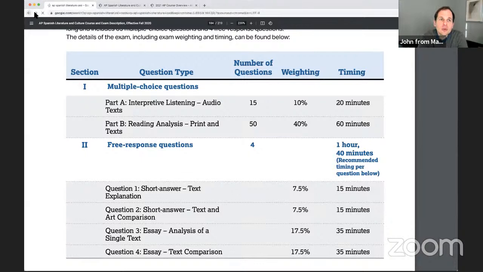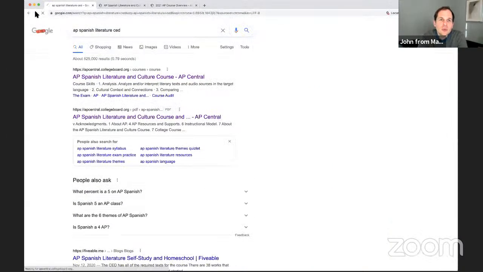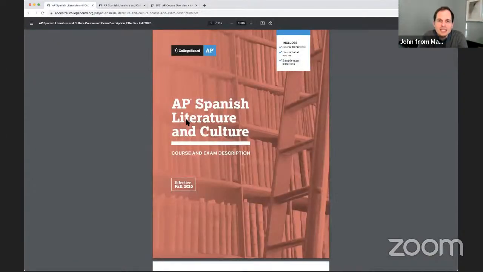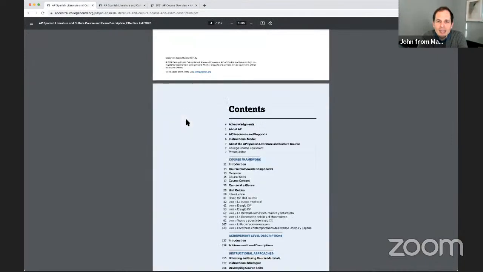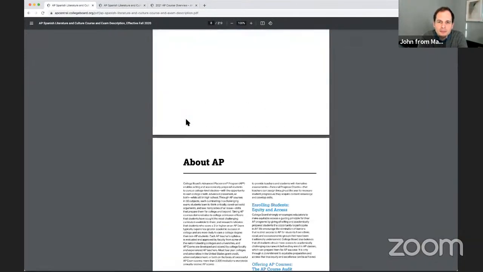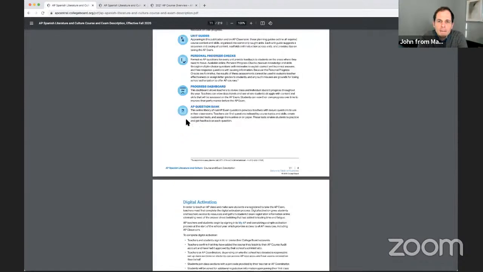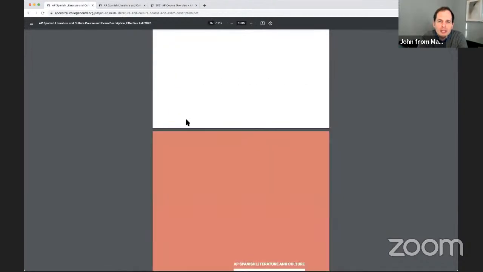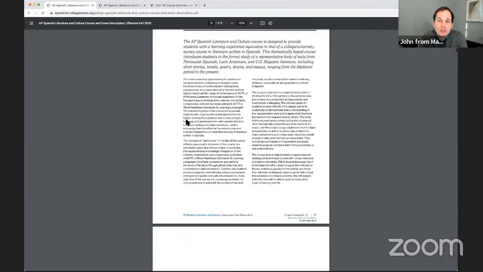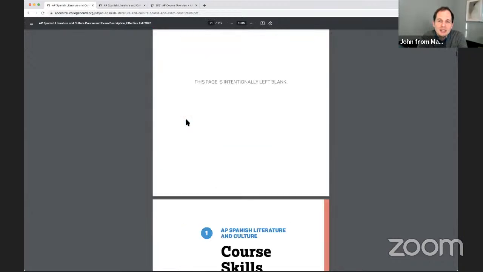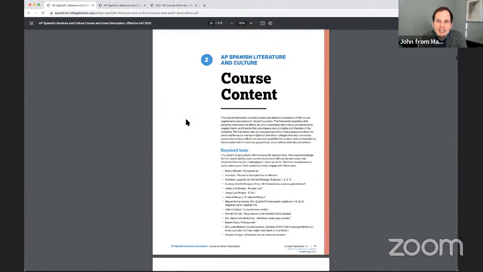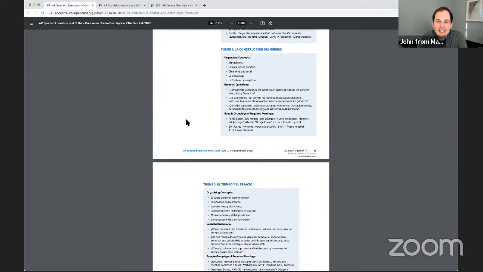Now, as we look at the curriculum, I'm going to go real quick. You just Google AP Spanish Lit CED. Let's take a look at the breakdown of this, which is really unusual and interesting and kind of cool because it's the only place that you'll see really medieval Spanish literature. I saw it in college.